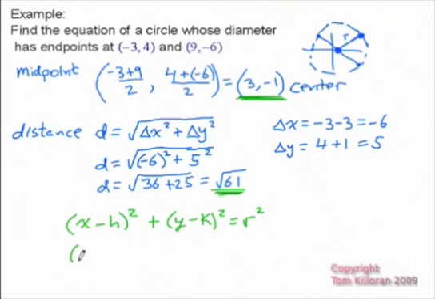So when I get done with this, it'll be x minus 3 all squared plus y plus 1 squared is equal to, well, if I square the square root of 61, that just gives me 61. And there's our equation of a circle, which goes through these 2 points where its diameter is these endpoints, and that's it.